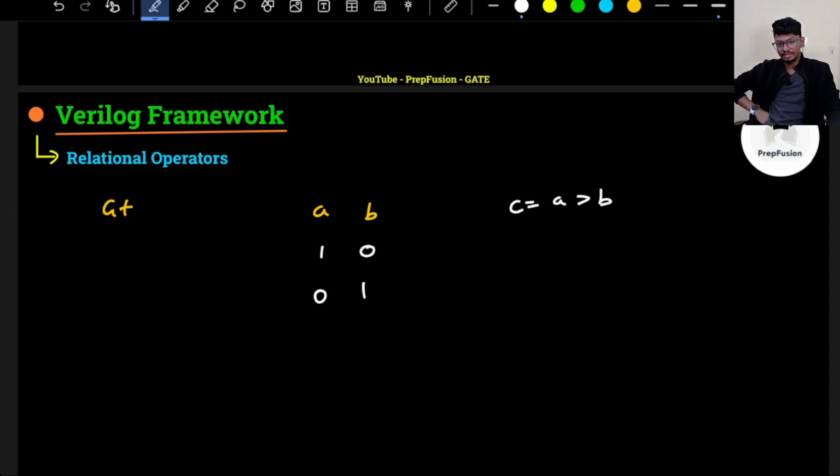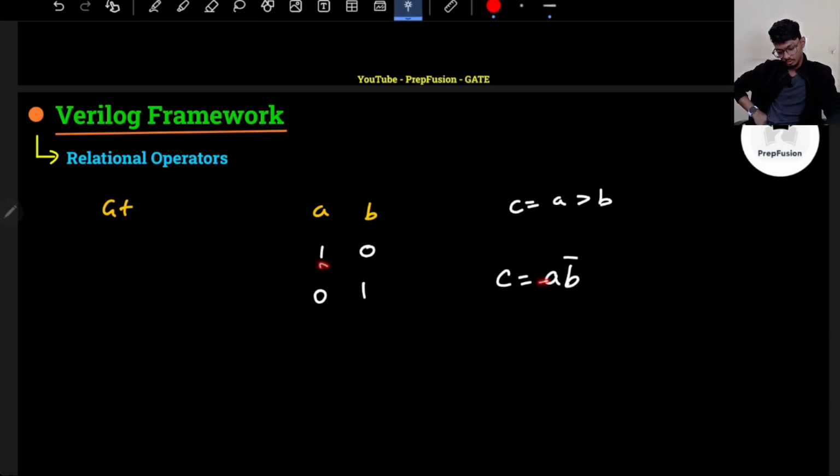If I want to write a boolean expression for c, it will be a b bar. That is what we are doing. You can develop the boolean expression using the truth table, K-map, all those things. So if a is 1 and b is 0, then c evaluates to 1. If a is 0, then c should evaluate to 0. That's it. It doesn't care about b. So that is for a single-bit comparison.